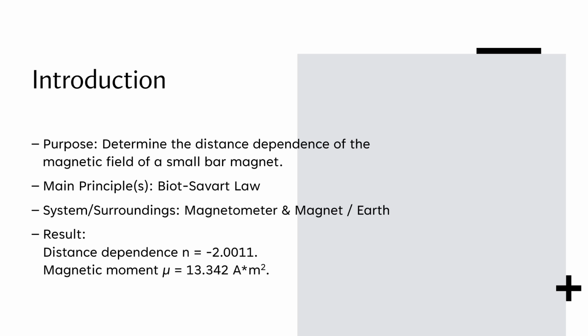The results found that the distance dependence n is equal to negative 2.0011, and the magnetic moment mu is equal to 13.342 amps times m squared.